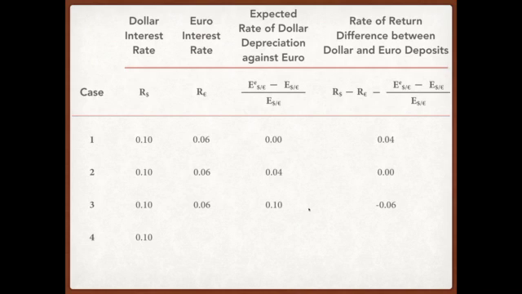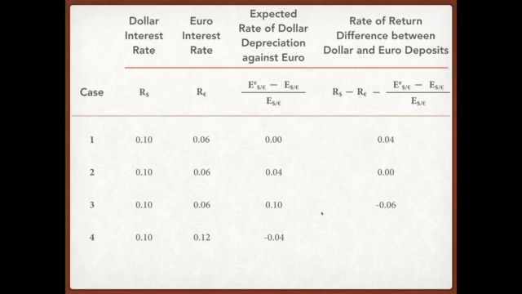Let's take a look at another scenario, but here we're going to have that the euro interest rate is 12%. So if we solely looked at interest rates for determining which of these investments was more attractive, the euro interest rate is higher. However, we've set up a scenario here where now we're not depreciating the dollar, but we're causing the dollar to appreciate. So even though the euro interest rate's higher, the dollar is going to appreciate during the time period of that investment.